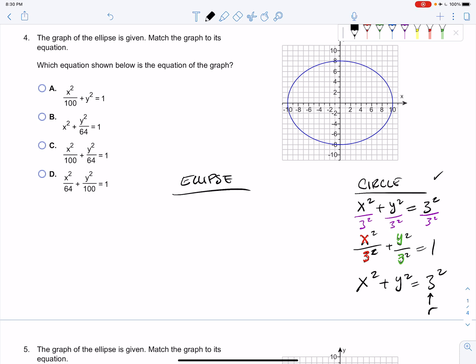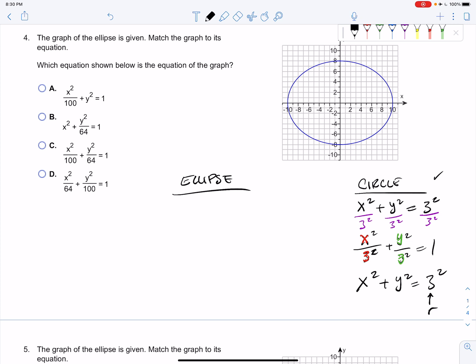Okay, so with an ellipse, you can't just have one radius because it's elongated in one direction. So we want to break those radiuses down. It's not a radius anymore. It's called a major or minor axis now. Okay, here's how we would do this one.